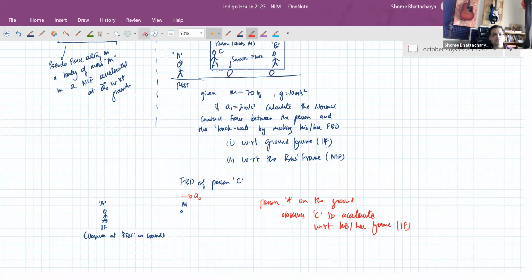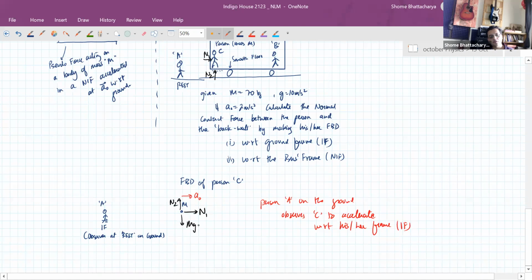And in his frame now, what all the forces are acting on the body? There is normal reaction that this wall is applying on him. Let's say that is N1. There's normal reaction that the floor is applying on him. Let's say that's N2. And there is the weight of the person, mg. So these all forces are acting. So this person will say that N1 is equal to ma, or ma naught, whatever. So N1 will become 140 newtons.